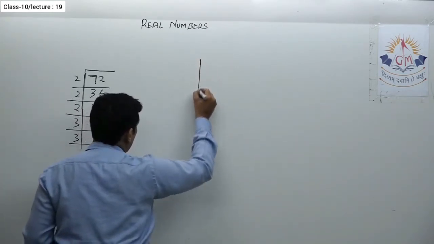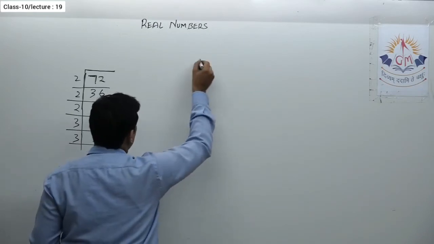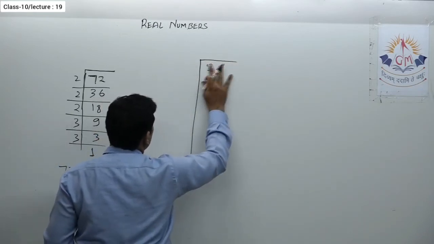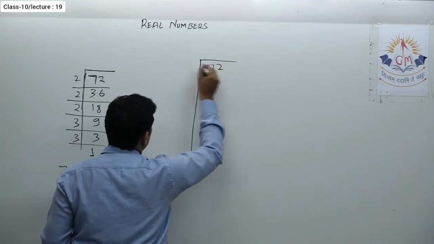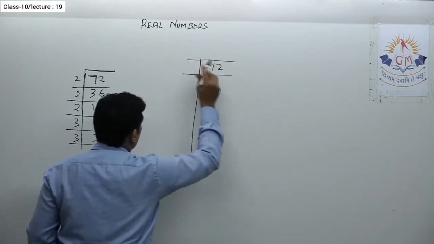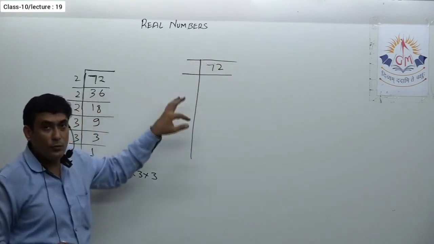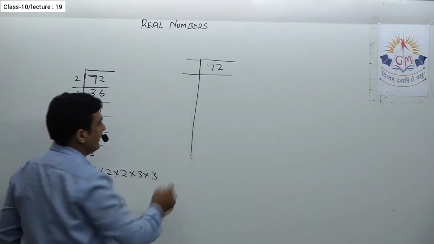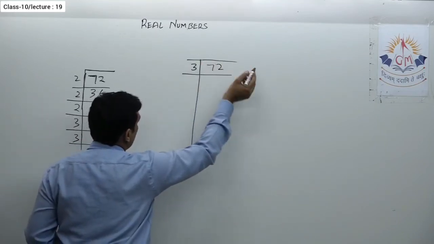Okay, now suppose again I have to factorize this 72. Again I am starting to factorize 72. Now instead of starting with 2, if some student or someone starts dividing it by 3, let's see what we'll get.